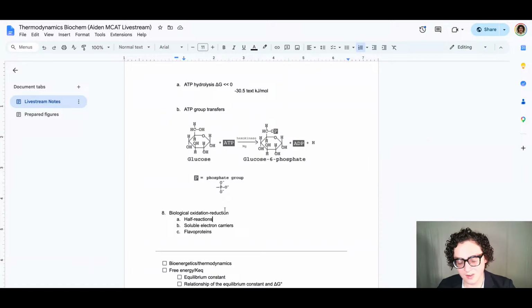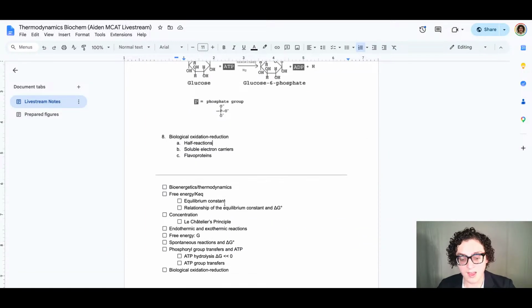When it comes to oxidation reduction, we talk of half reactions. Let's get a good diagram for a half reaction. I can explain it with words, but it's better seen.